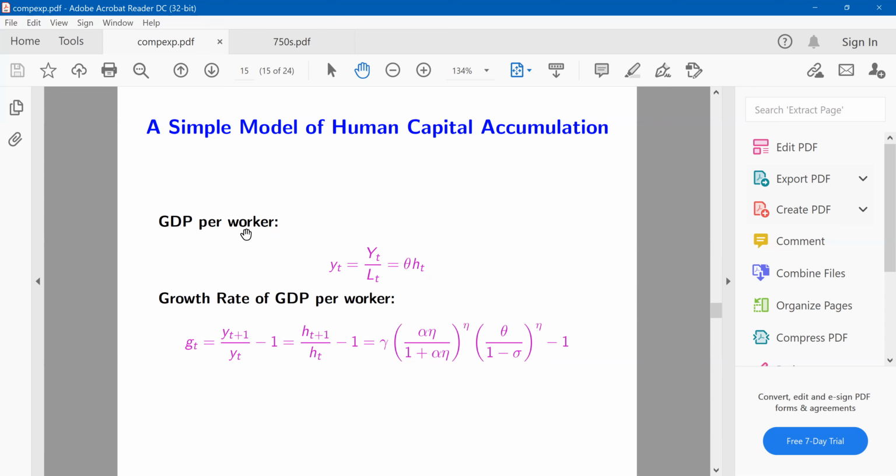You may define GDP per worker in the economy. GDP per worker is equal to real wage because the production function is linear and there's no other input. And you can also calculate the growth rate of GDP per worker, right? So the growth rate of this is exactly equal to the growth rate of human capital, okay?